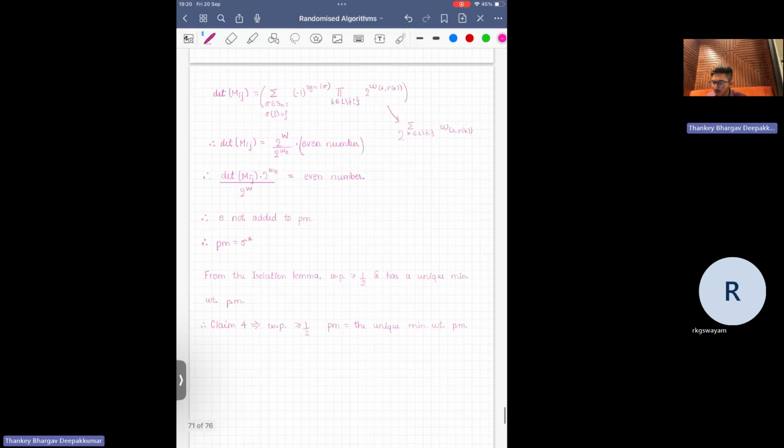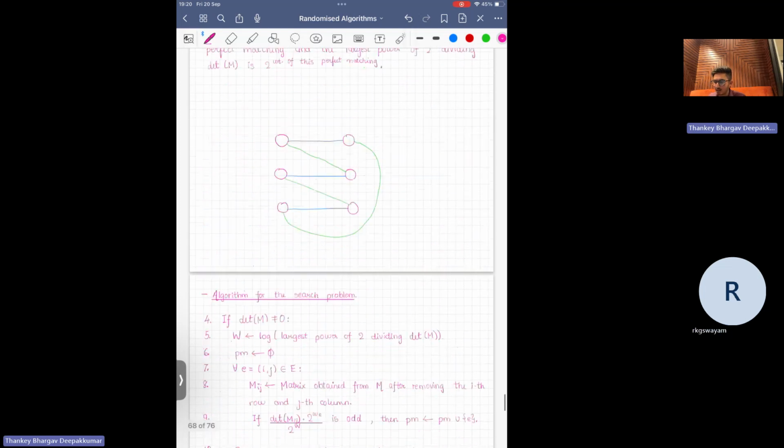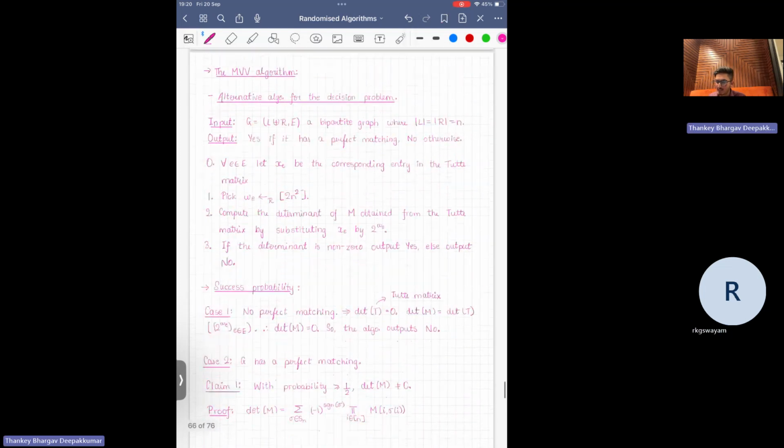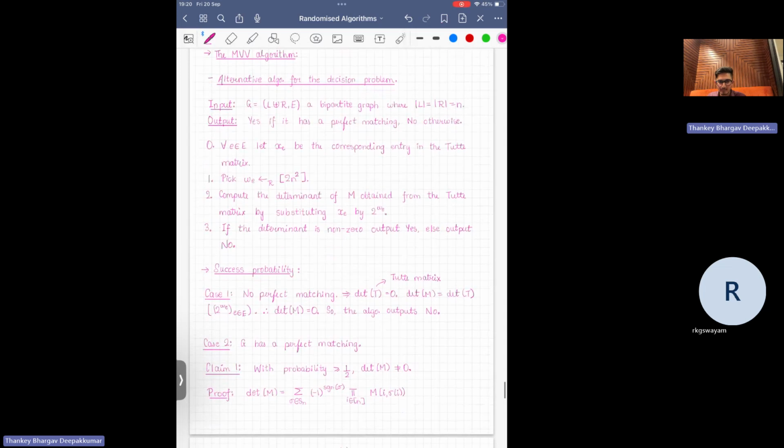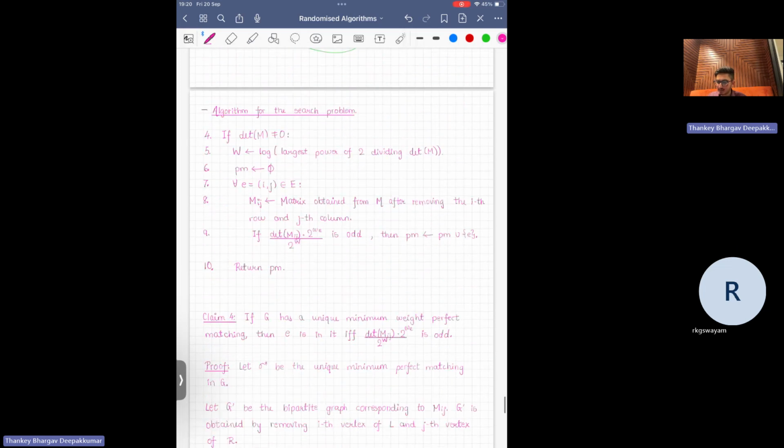Before I move on to the proof of the isolation lemma, let me remark on one thing. Let's see what we are doing in the algorithm. We are picking some random numbers, assigning a random 2 to the WE to XE, computing the determinant, and then running this loop. That's the only thing we are doing, and computing W as well. But computing W is very efficient. It just takes logarithmic time, because you just need to write this number in bits and read off the number of zeros.